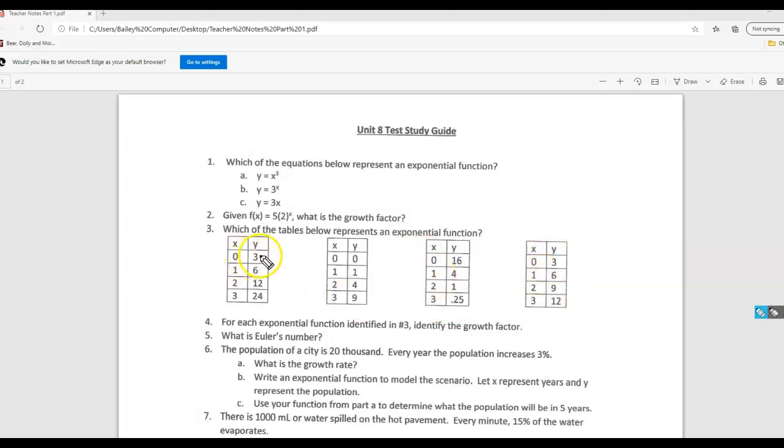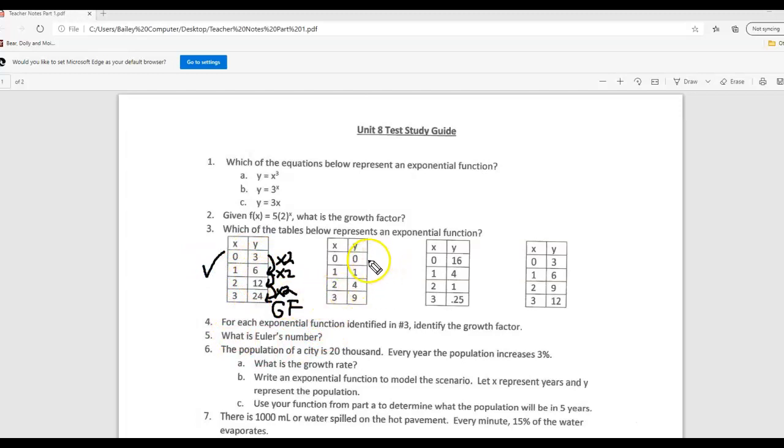So for instance, what's the pattern here for the y's? So I'm going from 3 to 6, and then from 6 to 12, and then from 12 to 24. What's happening every time? Well, we're multiplying by 2. Since we're multiplying by 2 over and over again, that would be the growth factor for an exponential function. And so this one, I'll put a check next to it to indicate that this set of data does represent an exponential function.